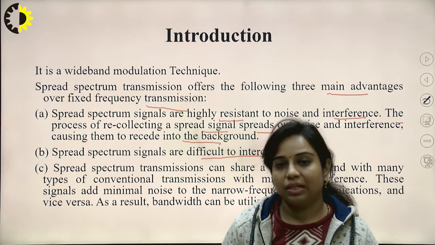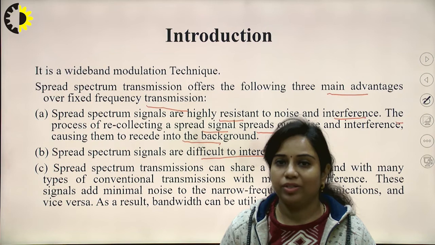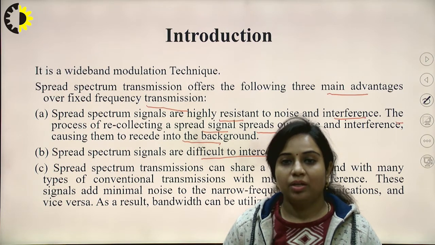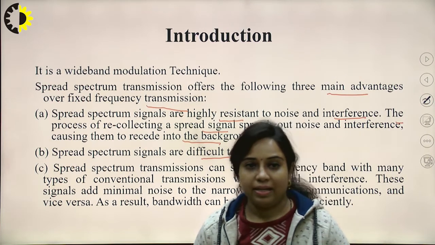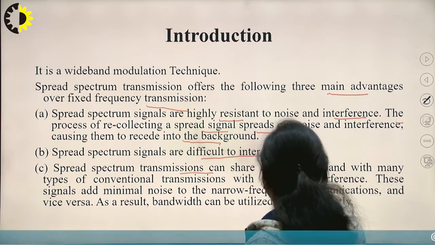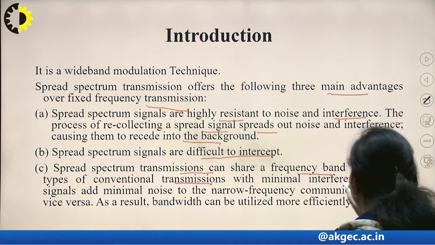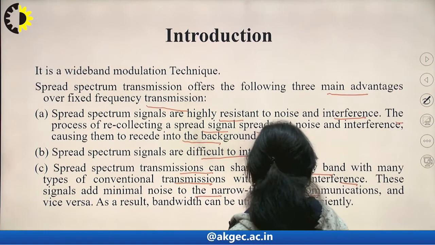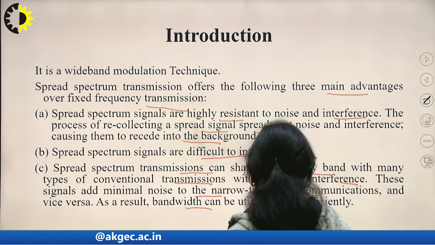I am going to discuss how the coding is done using these PN sequences, these PN codes, that is pseudo-noise codes. This is highly recommended from the security point of view, for encryption and decryption purposes. Then SS transmissions can share a frequency band with many types of conventional transmissions with minimal interference. These signals add minimal noise to narrow frequency communication and vice versa. As a result, bandwidth can be utilized more efficiently.